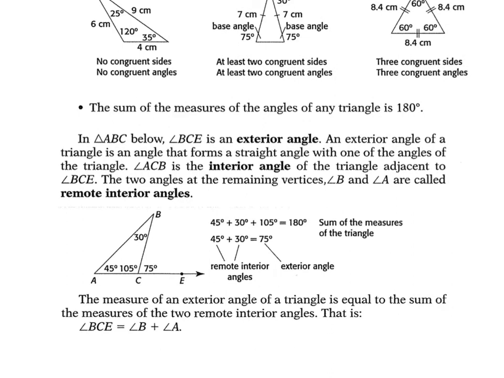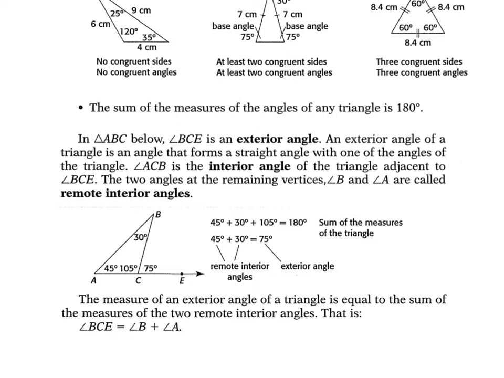In the triangle ABC below, the angle BCE is an exterior angle. An exterior angle of a triangle is an acute angle that forms a straight angle with one of the angles of the triangle. If you look here, ABC is the interior angle of the triangle adjacent to the angle BCE. The 2 angles at the remaining vertices, angle B and angle A, are called remote interior angles.